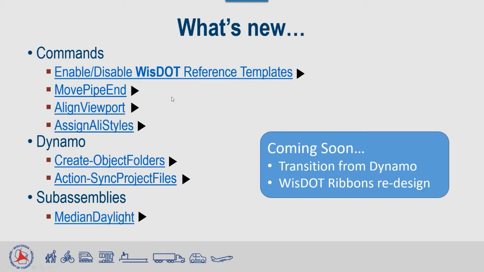The next tool is called Move Pipe End, and the purpose of this tool is to really help you with pipe placement, especially with culverts.